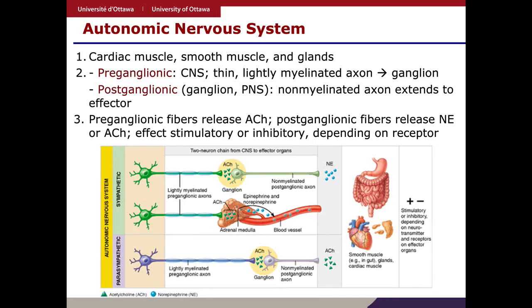The lightly myelinated preganglionic axons exit the CNS via the spinal and cranial nerves and extend to the autonomic ganglia in the PNS, where they synapse on the cell bodies of second-order neurons and release acetylcholine, which is stimulatory at these synapses. The non-myelinated axons of the second-order neurons travel from the ganglia to their target effector organs.